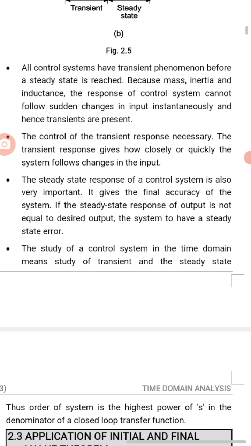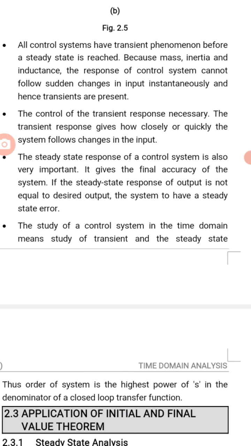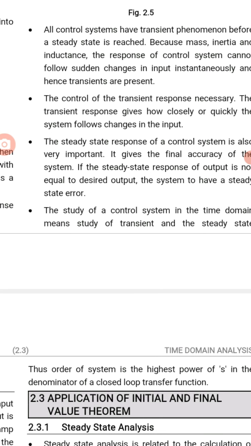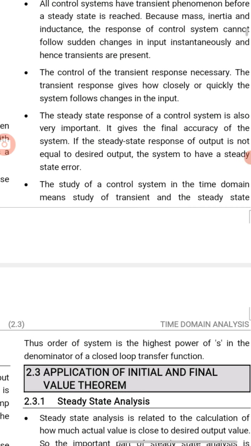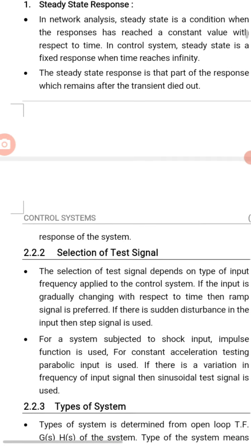The steady state response of the control system is also very important. It gives the final accuracy of the system. If the steady state response of the output is not equal to the desired output, the system is said to have a steady state error. The study of a control system in the time domain means the study of transient and steady state.